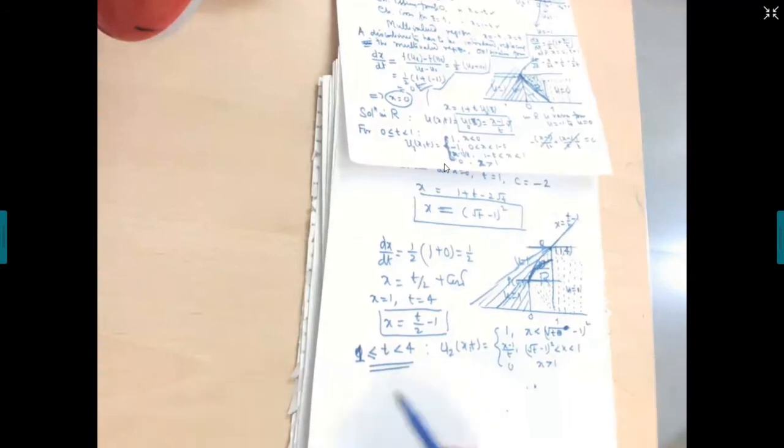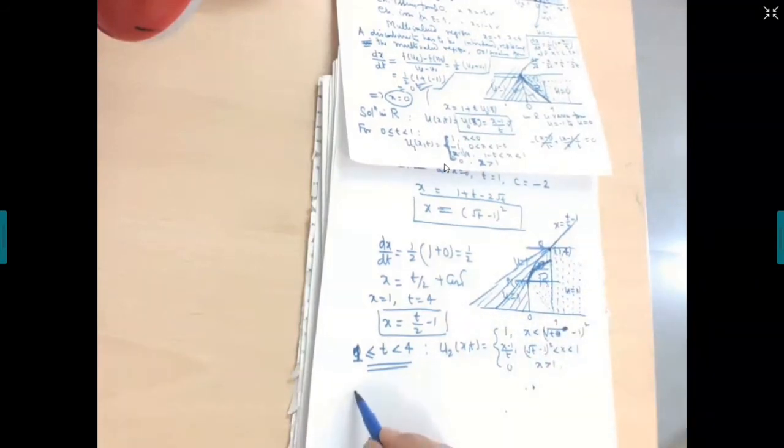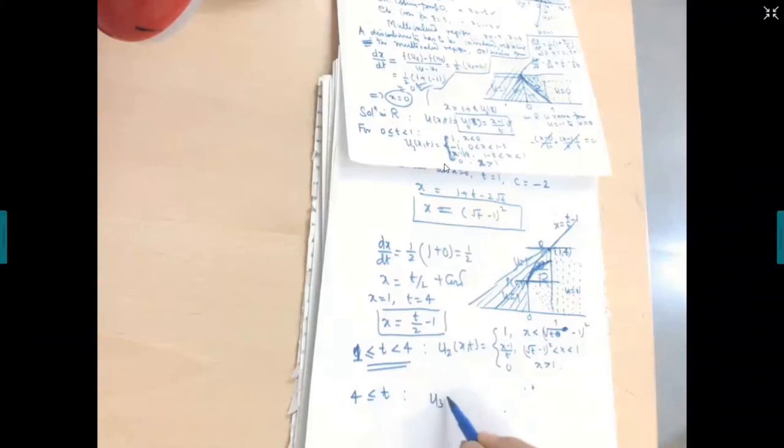This is the solution, and that's why I call it U2. Similarly, the solution in this region, t greater than or equal to 4. What is the solution? The solution is U3.